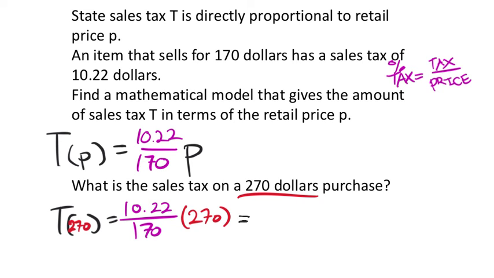That's okay. I got 16.231. So I'm just going to round to the nearest hundredth because we're looking at the tax in dollars right here. 16.23. That's all we need on that one.